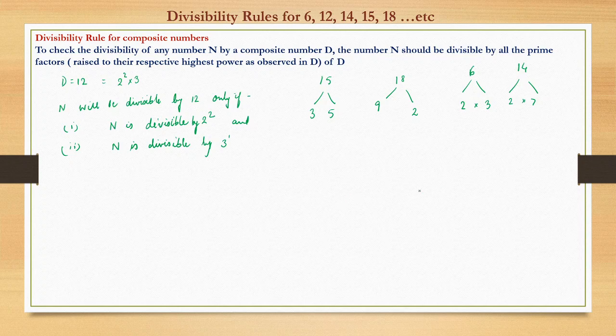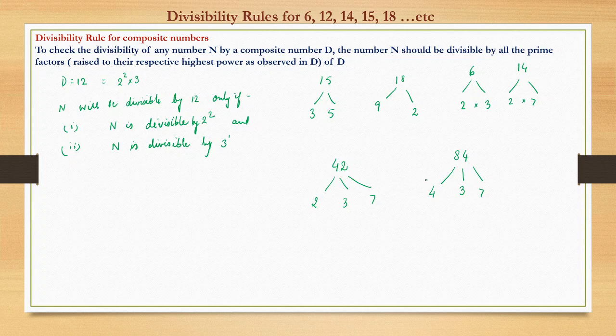This is the way we can check whether any number is divisible by a composite number. Basically what we have to do is write that number as a product of co-prime numbers. Suppose I had to find for 42, then on the prime numbers I will have to take 2, 3 and 7. If it had been 84, I would take the powers of 2, the powers of 3 and the powers of 7. So this is the way we check.